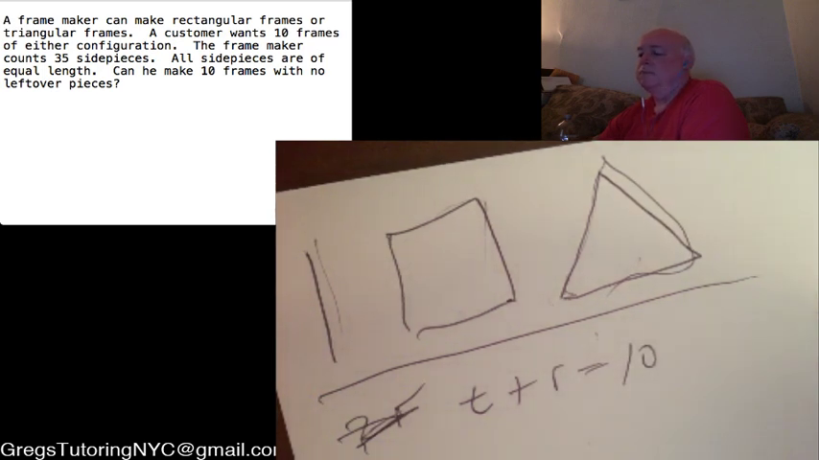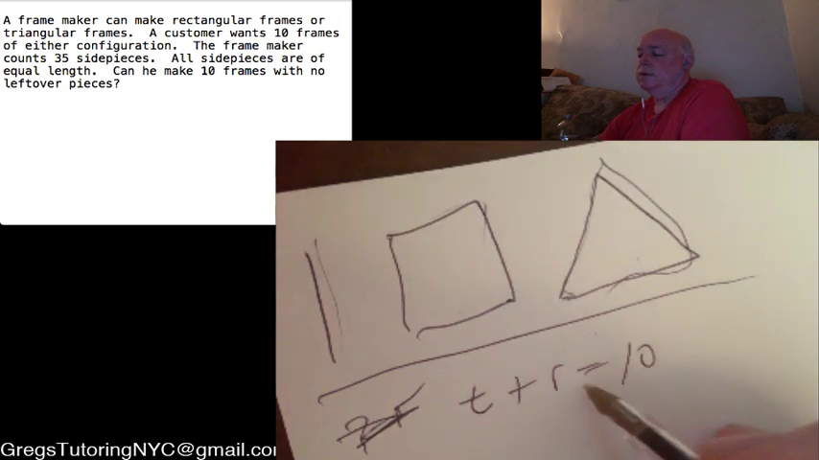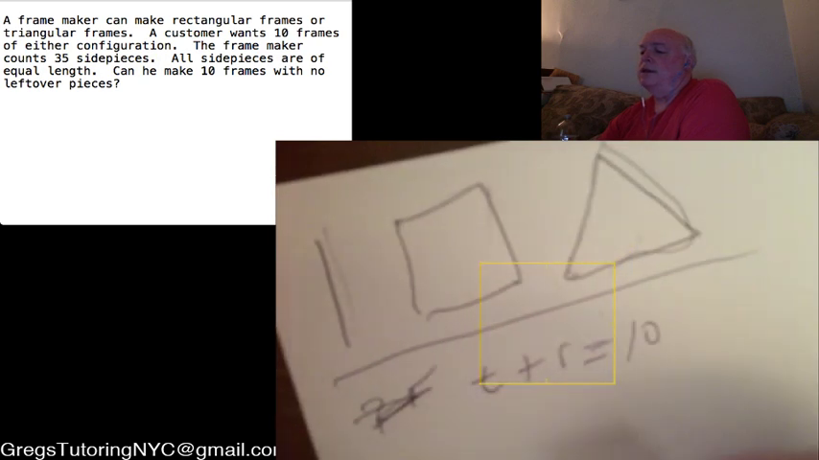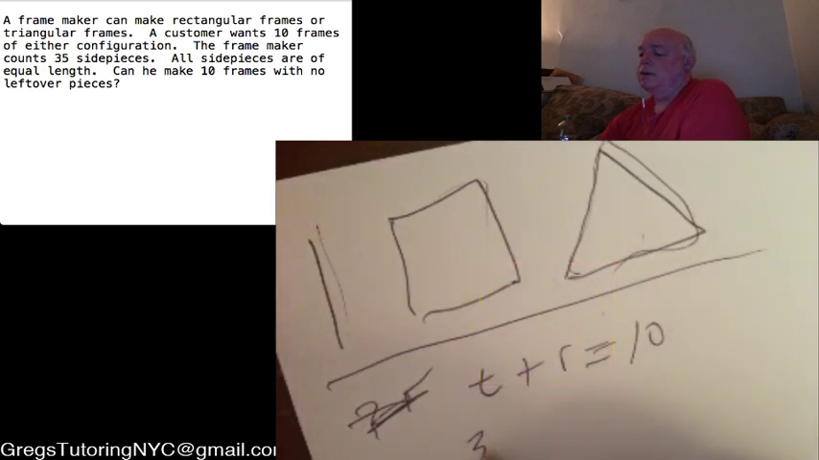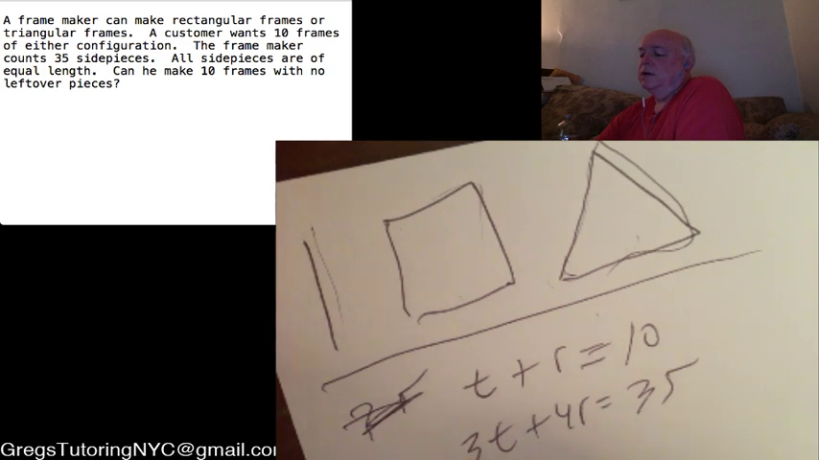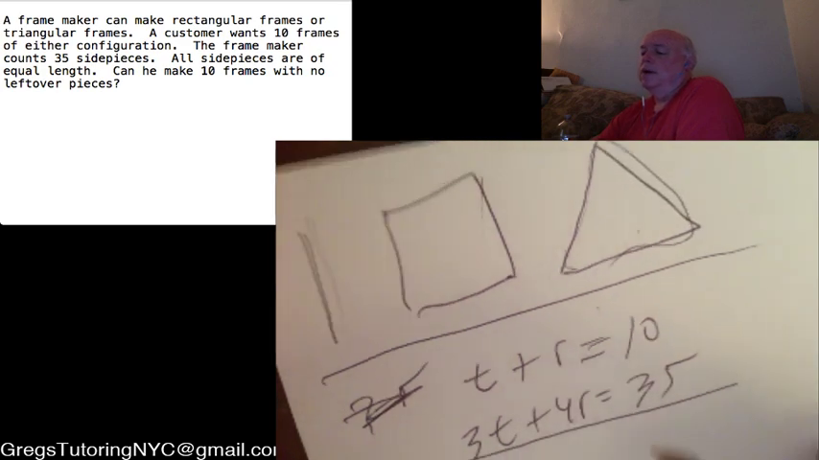All right? That's an equal sign. And we're now going to do a thing based on sides, so there's 3 for each triangle, plus 4 for each rectangle, and that's going to be 35 pieces, because it's the end of the day or something, and that's all he has left. All right. So now these are our 2 equations. What can we do with them?